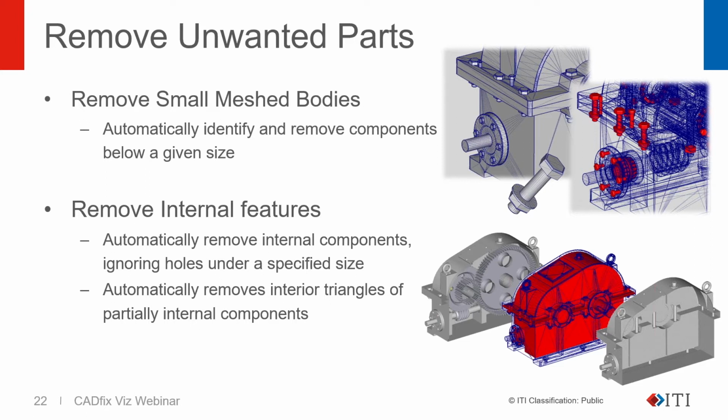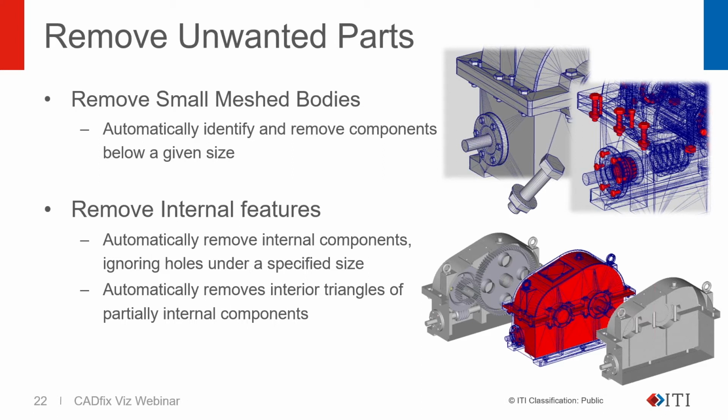The first is removing unwanted parts. So that's identifying and removing small bodies automatically, as well as removing internal features, which is quite key often in visualization. You're looking at a model from the outside, there's lots of complex details and lots of triangles contained within the inside of the model that the user can't see. We want to get rid of those.